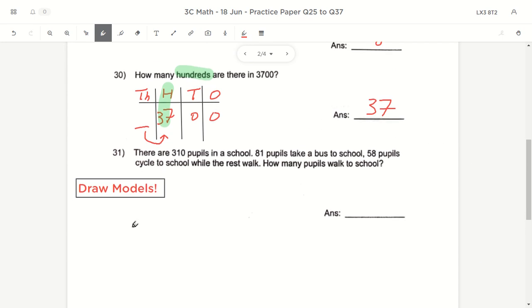Okay, so question 31 is very simple. I have 310 pupils. This is my total. I'm going to highlight.